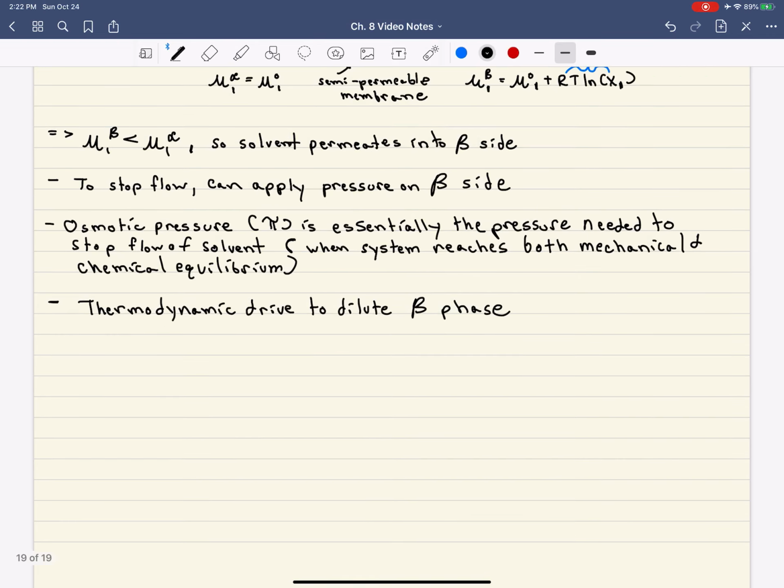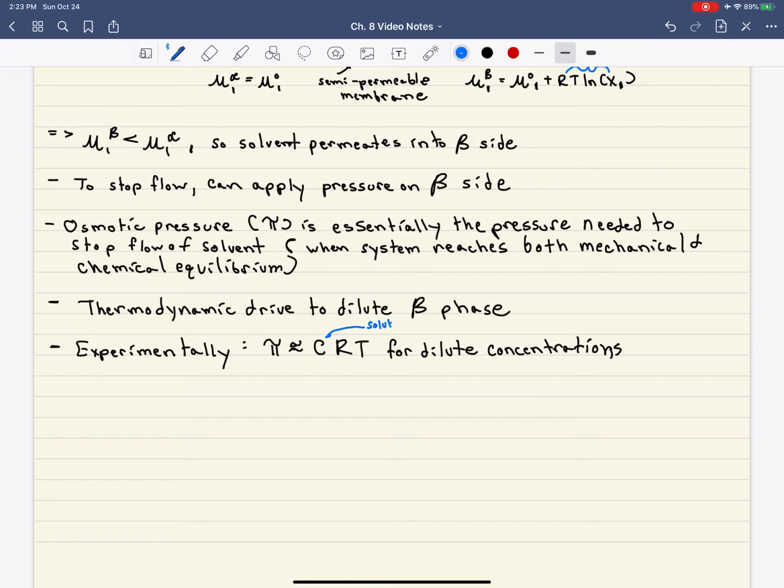All right? And then experimentally, when people have studied the phenomenon of osmotic pressure, they've observed that osmotic pressure is approximately equal to the concentration of the solute times RT, for the case where you have dilute concentrations. So this is specifically the solute concentration.